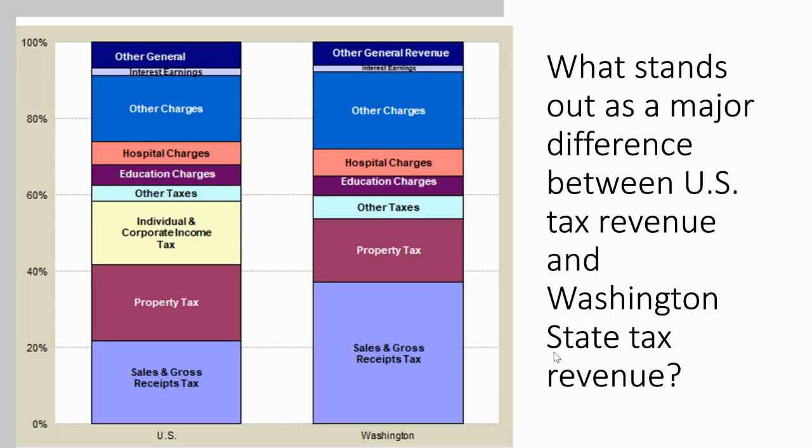Now, when we examine the difference on the left here between the breakdown of the overall tax income for the United States as a whole compared to on the right here, Washington State, you'll notice one big difference is that the United States collects an individual income tax and an income tax on corporations, whereas Washington State doesn't. So you'll see that we make up for our lack of individual income tax in Washington State by just having more sales tax.